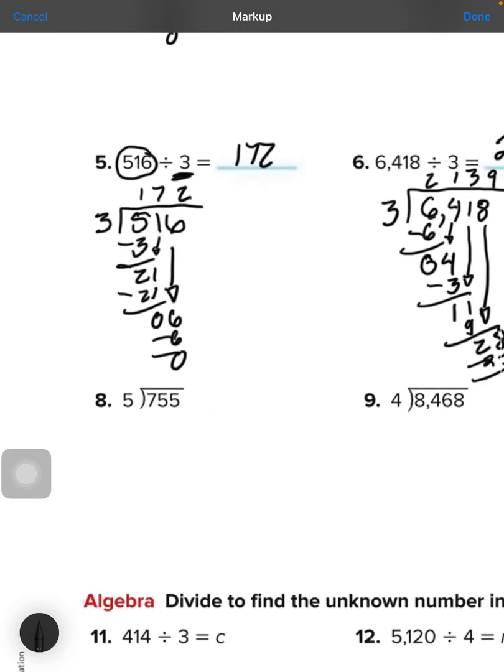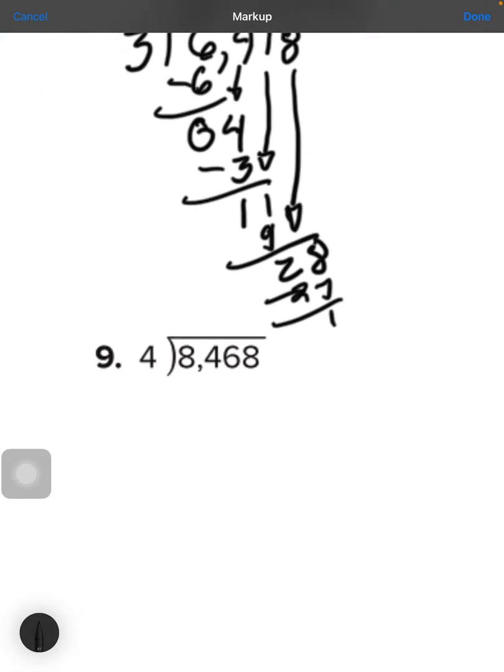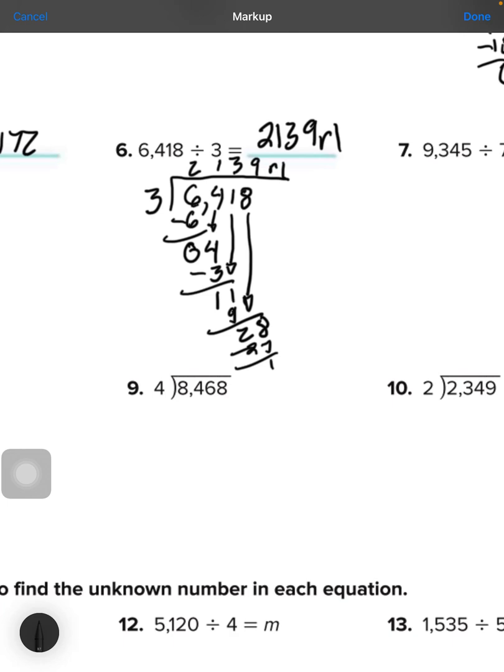Okay, let's go on over to 8. Here we have 5 will go into 7 one time. 1 times 5 is 5. There'll be 2 left over. Bring down the 5. 5 will go into 25 5 times. 5 times 5 is 25. 0. Bring down the 5. 5 will go into 5 once. 1 times 5 is 5. 0. 151.